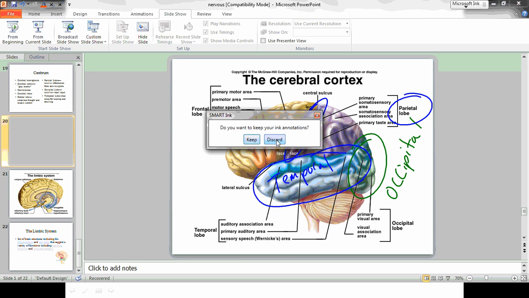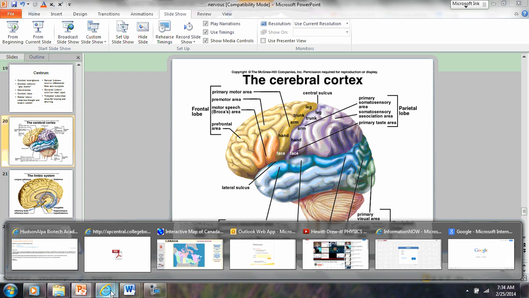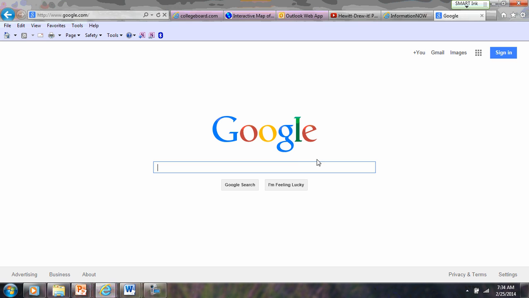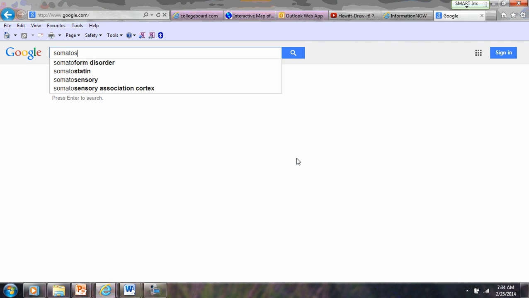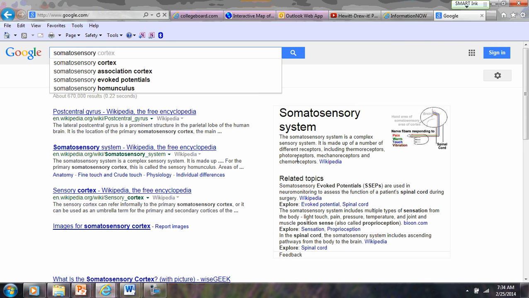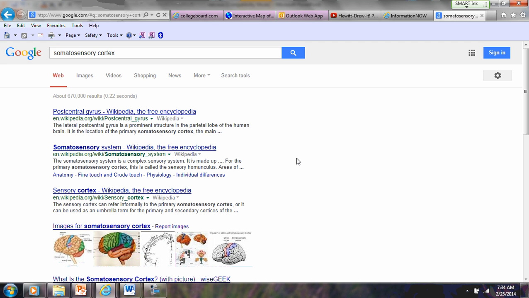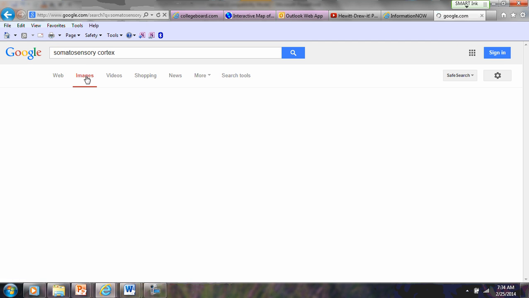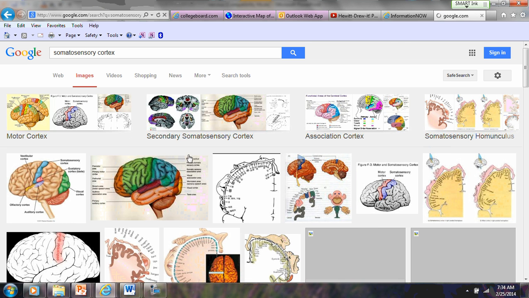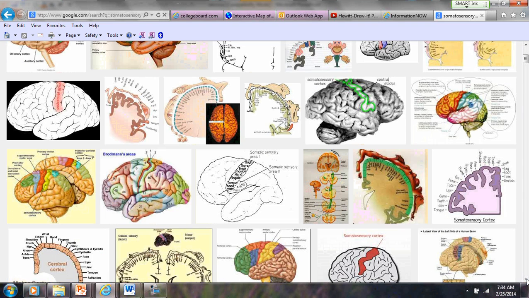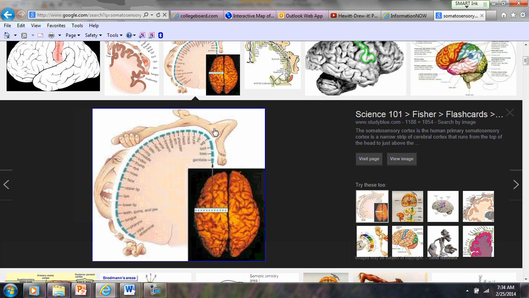I may have to pull it up. Give me just a second. You might have seen this diagram in your textbook. It's kind of freaky looking. Let's pull up this one. Turn off the light so you can see a little bit better.